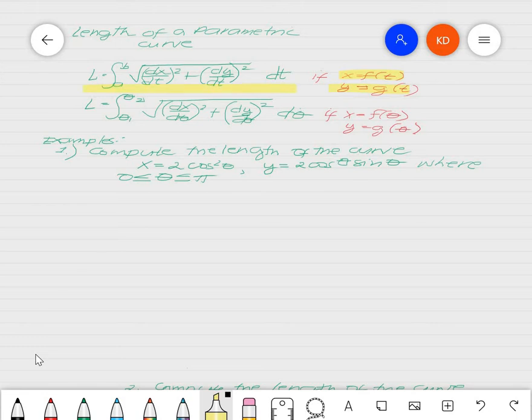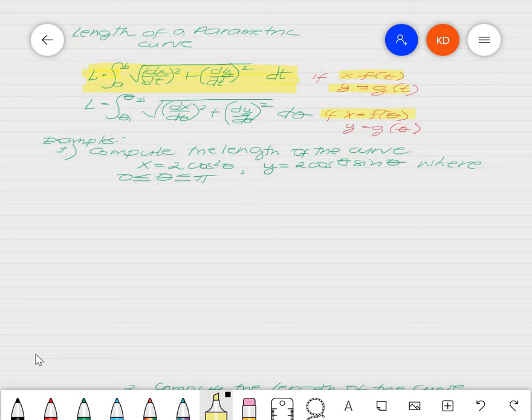L is equal to the integration of the square root of quantity dx over dt squared plus quantity dy over dt squared, dt, from a to b.